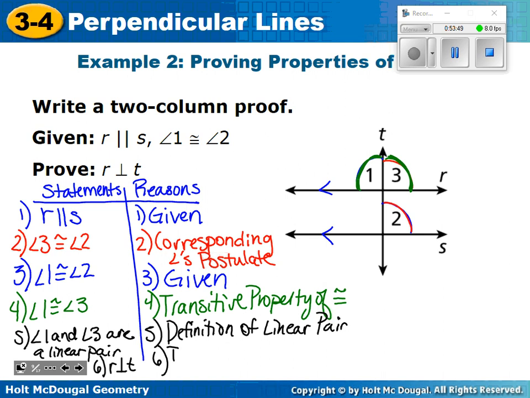I wrote if 2 congruent angles are a linear pair, then the lines are perpendicular. One more, and we'll be done with the notes, and then we'll do a couple constructions. Okay?